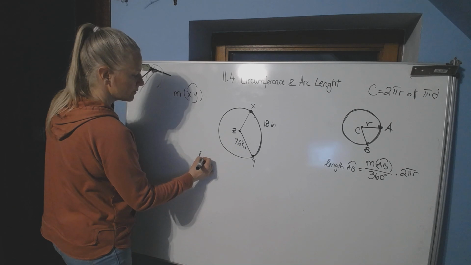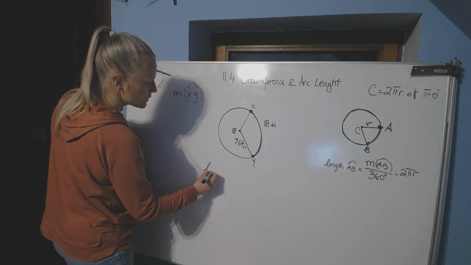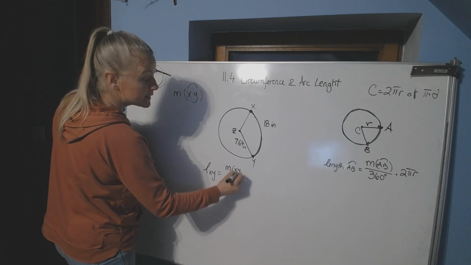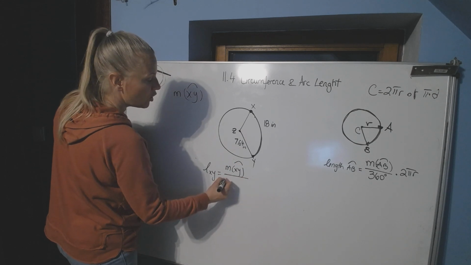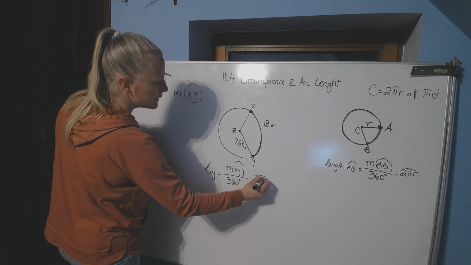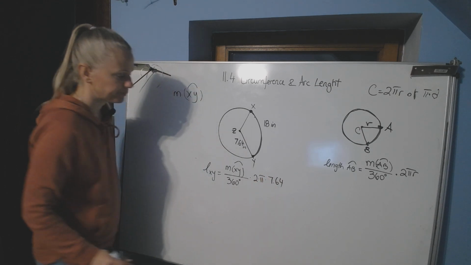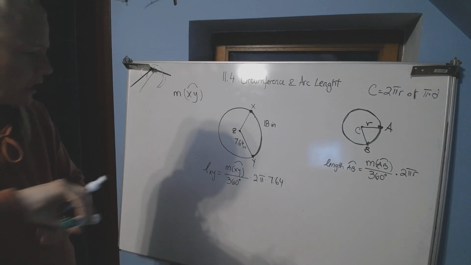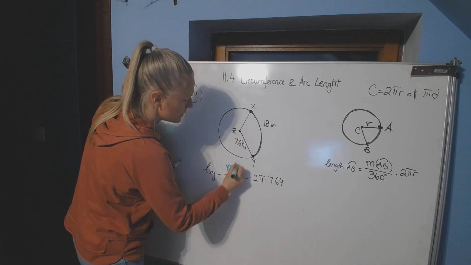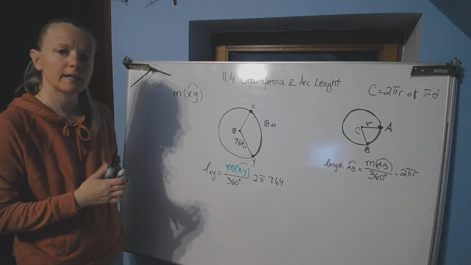The length of XY, I need some space. The length of XY will equal the measurement of XY, this is exactly what we're looking for, over 360 degrees times 2 times pi times my radius, which is 7.64. I'm going to go ahead and change colors really fast so that you will know this is what I'm looking for. The measurement of XY. That's what we're looking for. What's in green, that's what we're looking for.